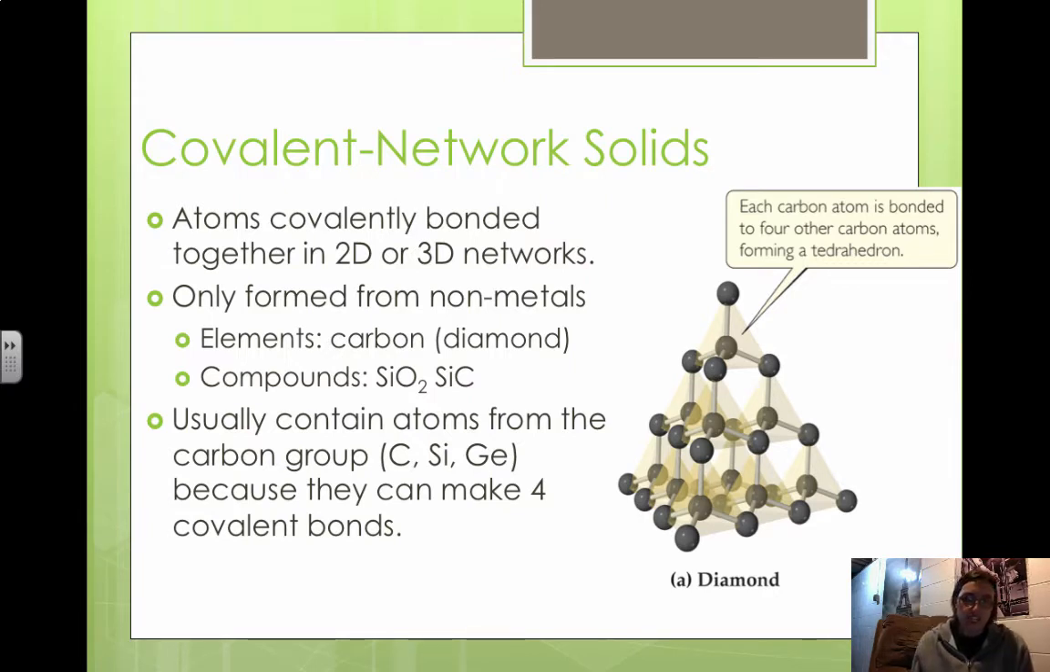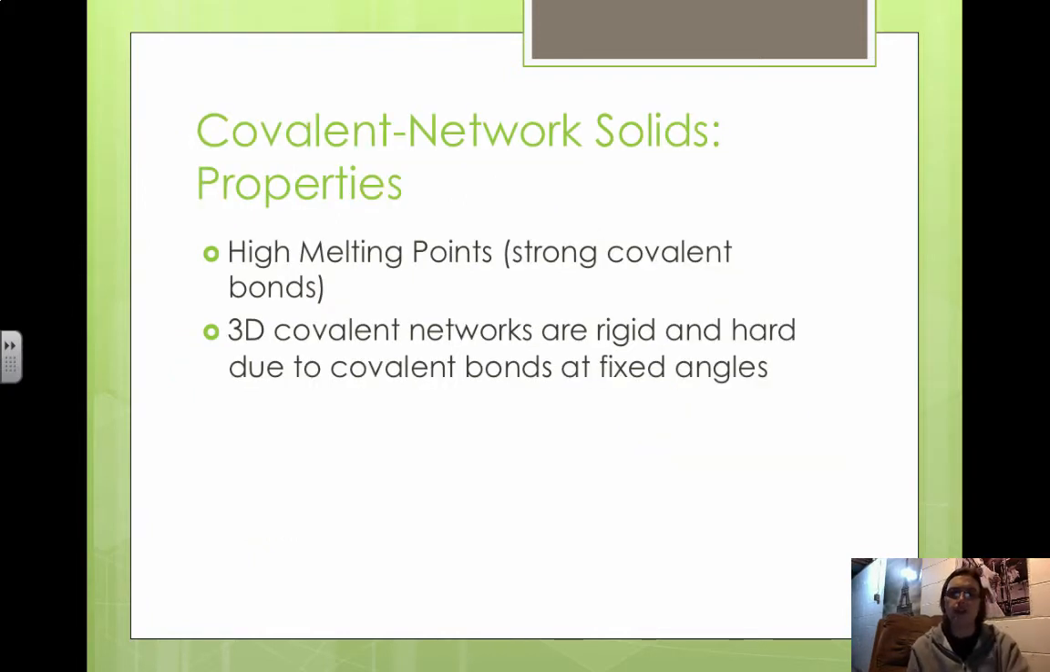Diamond and graphite, like I said, are probably the two most familiar covalent network solids, and usually they contain atoms from the carbon group, so carbon, silicon, or germanium, because each of these elements can make 4 covalent bonds. But in all cases, the bonding between the atoms is either completely covalent or it's more covalent than ionic. And the reason that I say that is because if you look at the periodic table, silicon is a metalloid. So metalloids could act as either one, but in the case of covalent network solids, it will be more covalent than ionic.